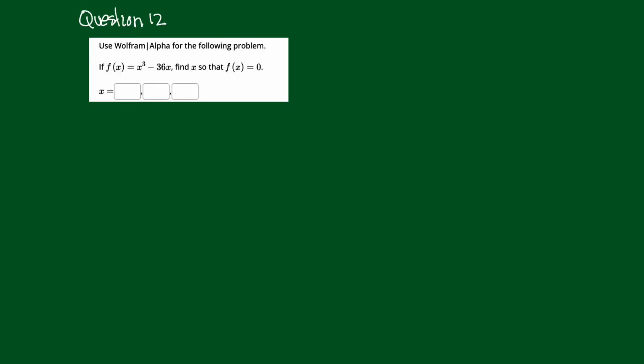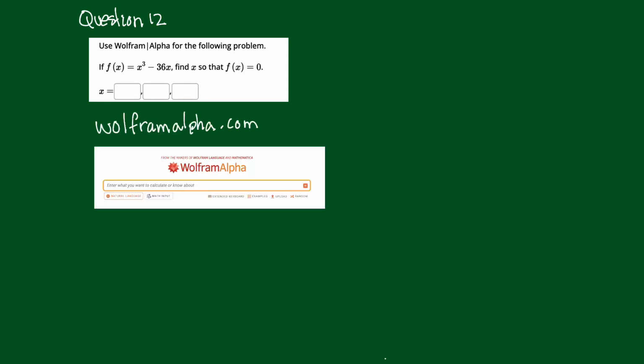Now, in question 12, we're going to use Wolfram Alpha to solve this equation. So go to Wolfram Alpha, and when you get there, this screen comes up. It says enter what you want to calculate or know about. So I'm going to enter solve, because I want to solve an equation, and I want it to solve x cubed minus 36x. Then press equal or just enter.